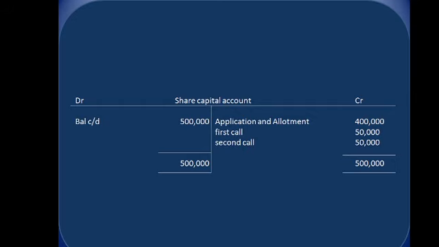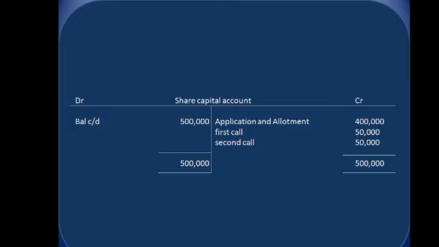Now let me go over to the next one that was required. We were asked to prepare the share capital account. Now for me to prepare the share capital account, I have to list all the things that we did. How did we sell our shares? That's the capital account. How was the capital raised? So on the credit side of the share capital account, I recorded my application and allotment. Some of the shares were sold on application, some were sold on allotment, some were sold on first call, some were sold during the second call.